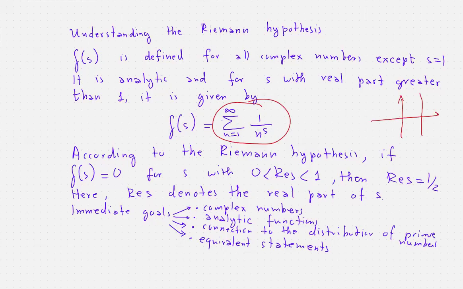So if at some point in this critical strip the zeta function is equal to 0, then that number for which the zeta function is 0 has to have real part 1/2. So the only zeros of the zeta function that fall in the critical strip fall on the line which is perpendicular to the real axis at the point 1/2.